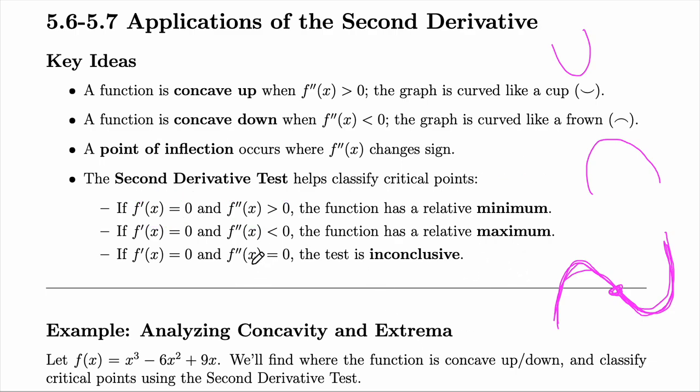If we have another critical point and our second derivative is negative like that, that tells us we're going to have a maximum. And then if we have our first derivative equal to 0 and our second derivative equal to 0, then our test is inconclusive and we have to do deeper analysis. That is out of the scope of this video and we will talk about it later.